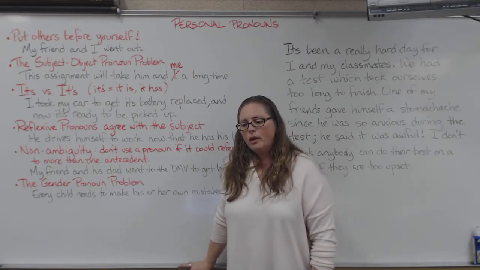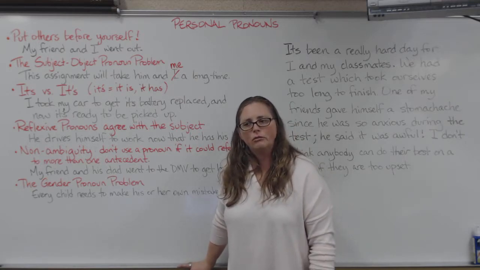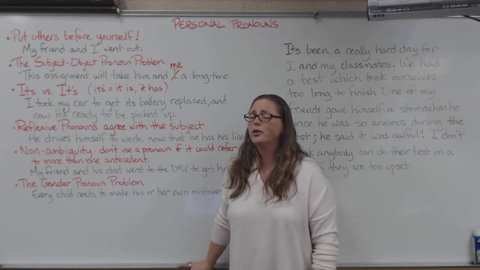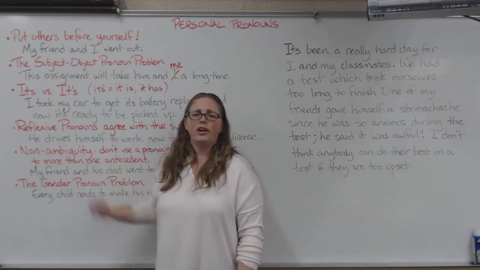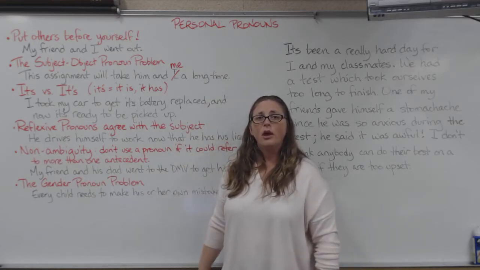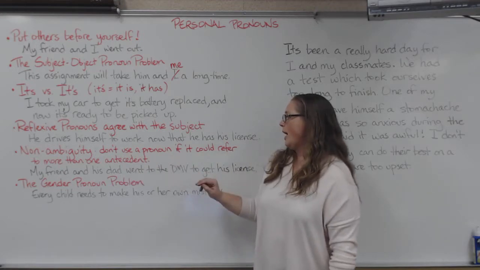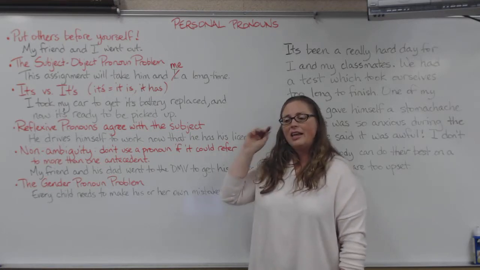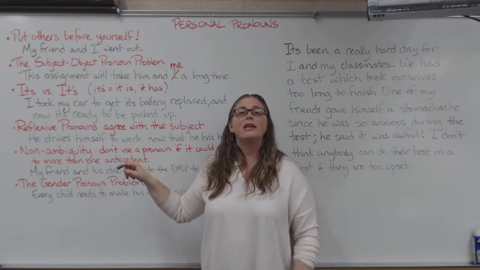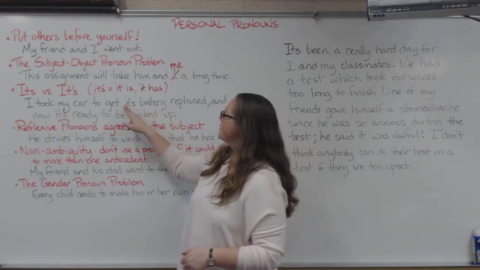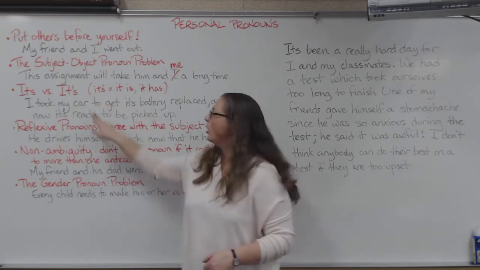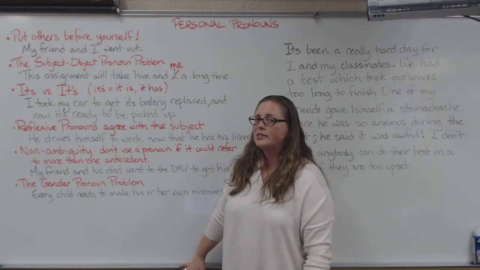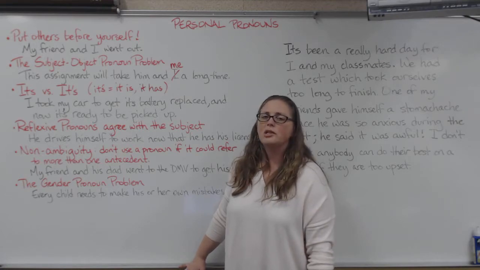Non-ambiguity. Ambiguity is when something is not clear, when you are not sure what someone is talking about. Not a good thing. We want non-ambiguity. We want clarity. So for that reason, you don't use a pronoun if it could refer to more than one antecedent. The antecedent is the person or thing that the pronoun is referring back to. Like it's here is referring back to the car. The car is the antecedent.